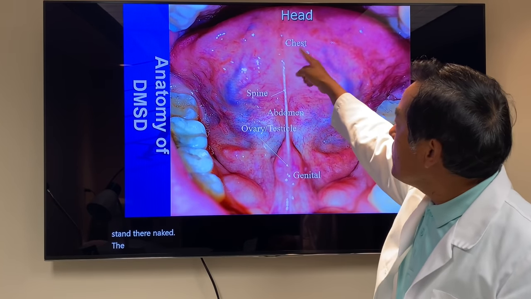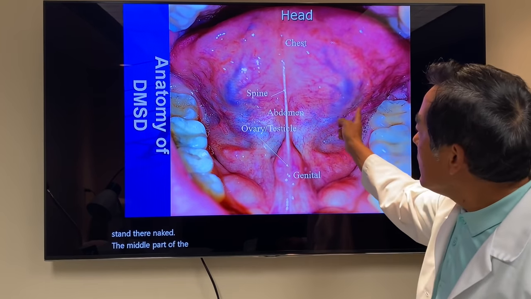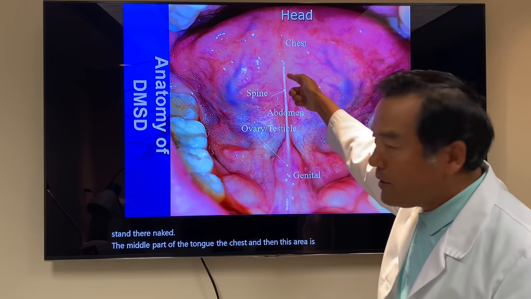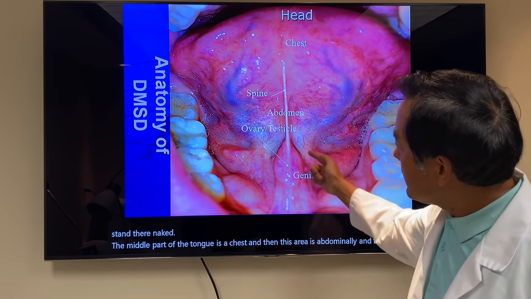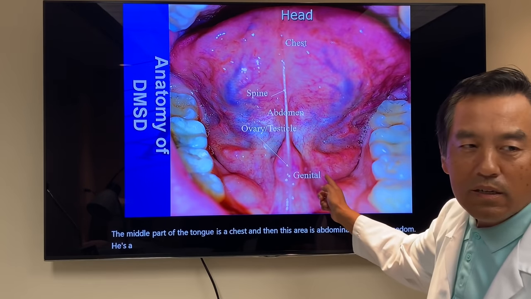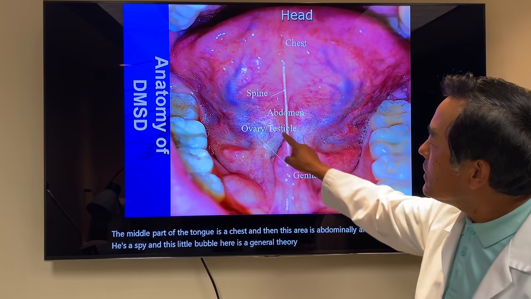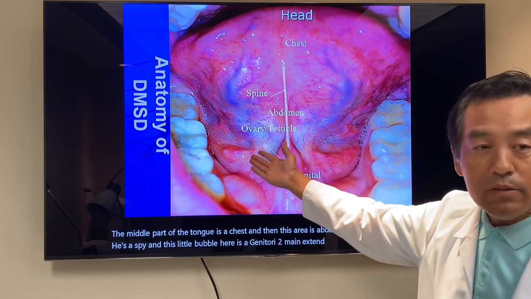The middle of the tongue is the chest. And then this area is the abdominal area. And this frenulum is our spine. And this little bubble here is our genital area. In men, it stands for the testicle. In women, it stands for the ovaries.